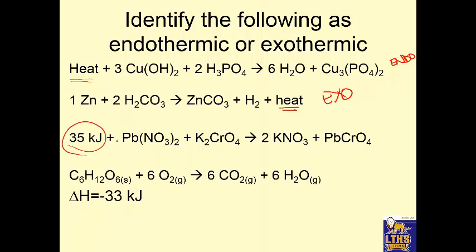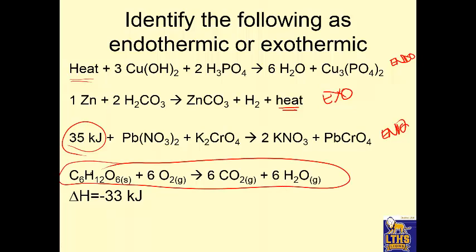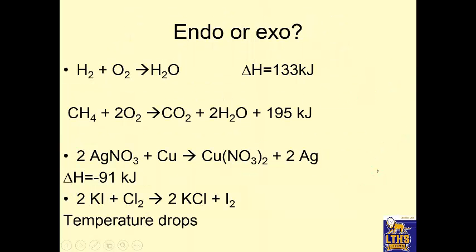Okay, so here's the heat. It's on the reactant side. So it's endothermic. Over here, hey, there's no heat in this reaction. Right? No heat. But look, it tells us right here that the delta H is positive. This one is negative. Negative delta H means exo. Okay. So, endo or exo. Here's some more. We'll practice these notes in class.